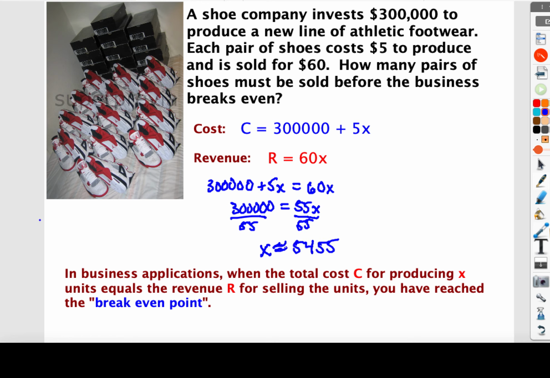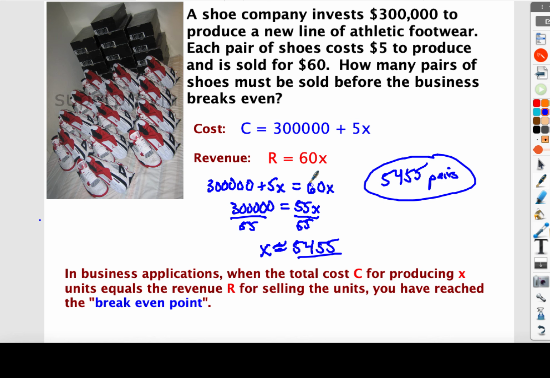approximately, right? So how many pairs of shoes must be sold before the business breaks even? Well, we rounded up, so we're in good shape there. I would say that 5,455 pairs, right, need to be sold in order to break even, right? And again, we're going to technically have made a little bit of money there, but again, that didn't come out to a nice solid number, so we're just going to have to go with that.